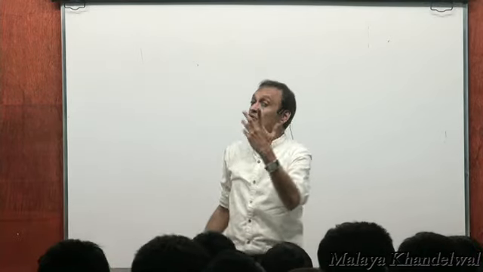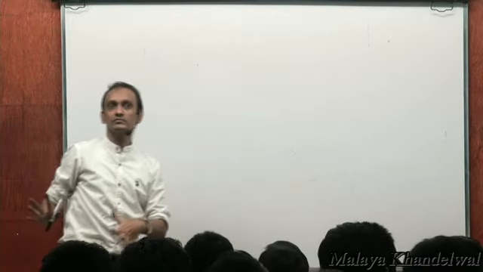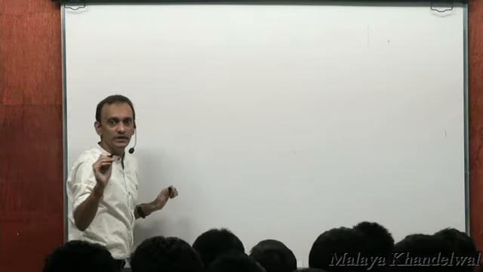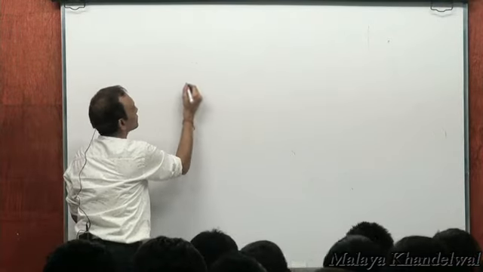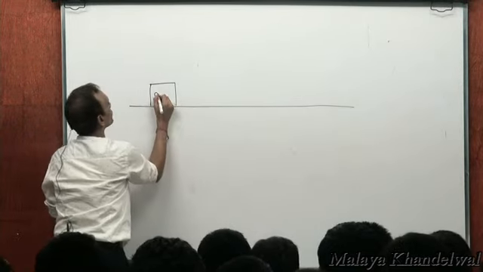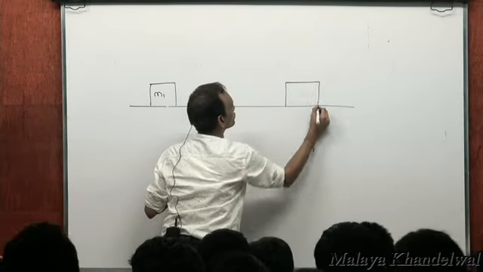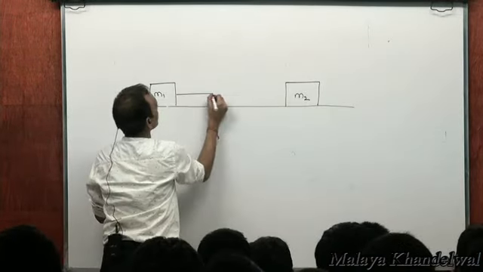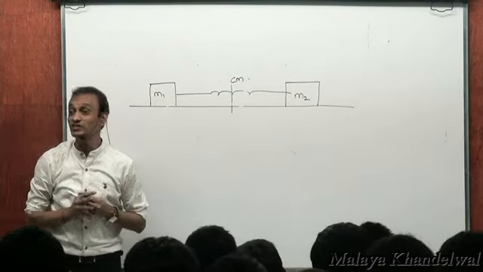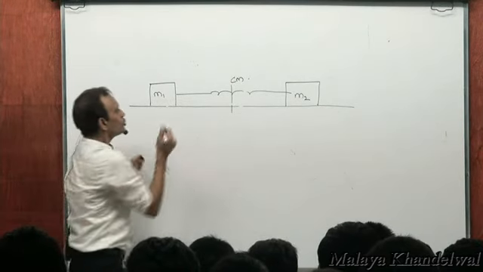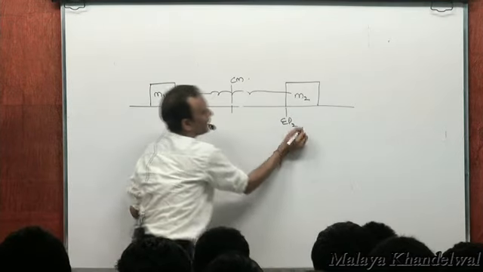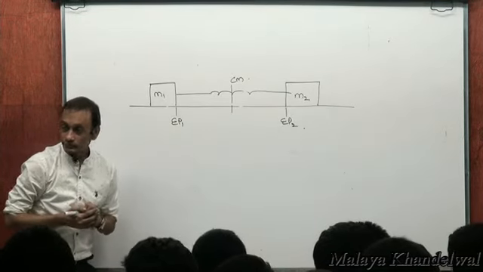In fact, one of the things that I need to tell you here is that this could also have been looked upon as, see, this was mass m1, this was mass m2, right? And this was their center of mass, which never changed with time, right? This was the equilibrium position of m1, this was the equilibrium position of m2, right?